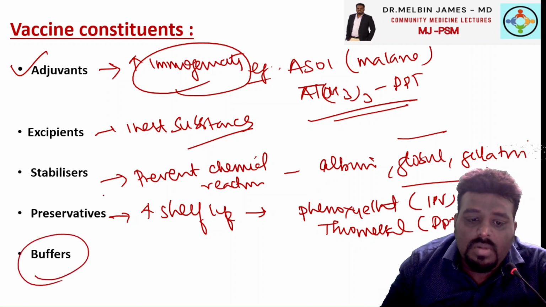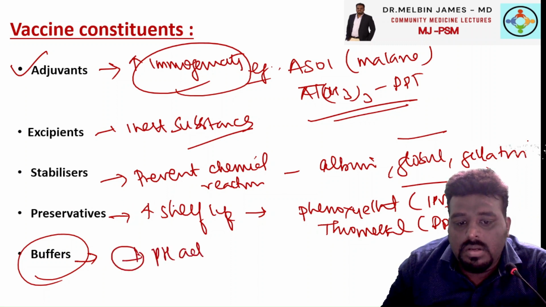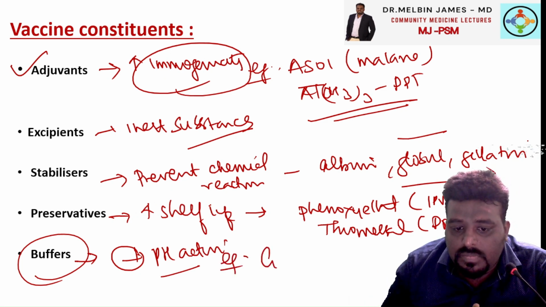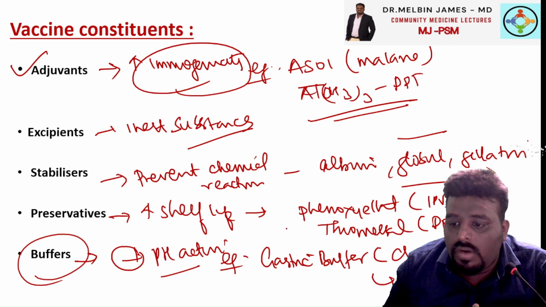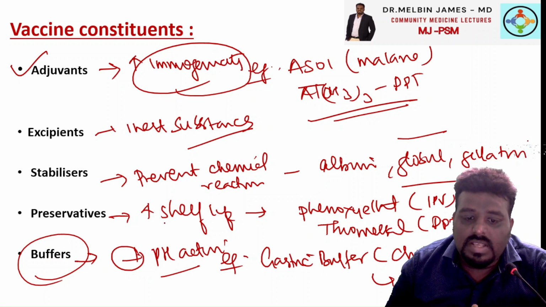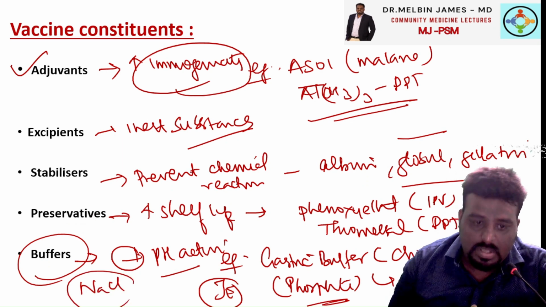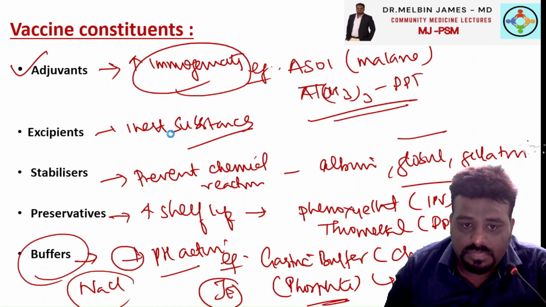Then what are buffers? Buffers are nothing but substances that inhibit the pH action on the vaccines. There are some pH levels which destroy the vaccine action. An example is the gastric buffer seen in the cholera vaccine called Dukoral. For every vaccine we have some buffers. For the JE vaccine it is phosphate buffer, and in most of the vaccines we have sodium chloride as a buffer. So JE has phosphate buffer, and the cholera vaccine has gastric buffer.